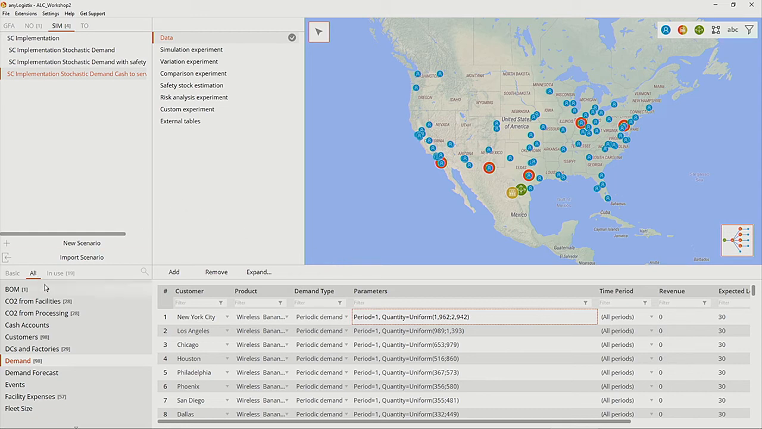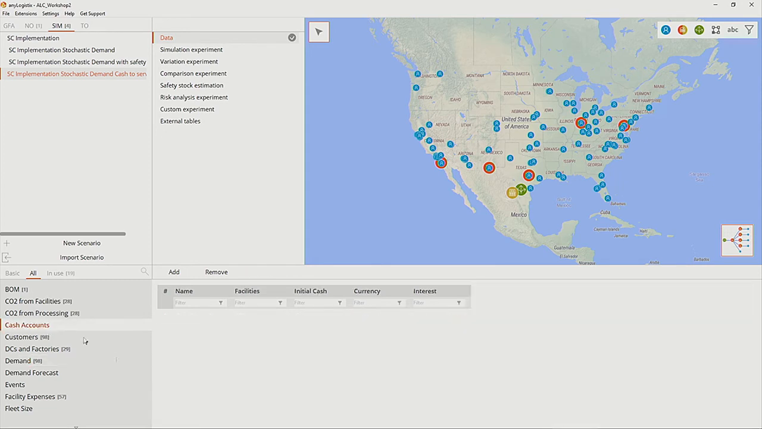And I will create a cash account. And you can have separate accounts for parts of your network. So you define an account and the facilities that use or share that account. In our case, we'll have just one account, so all the sites will use that account, and we'll have 1 million as initial cash, and our interest rate will be 8% annually.